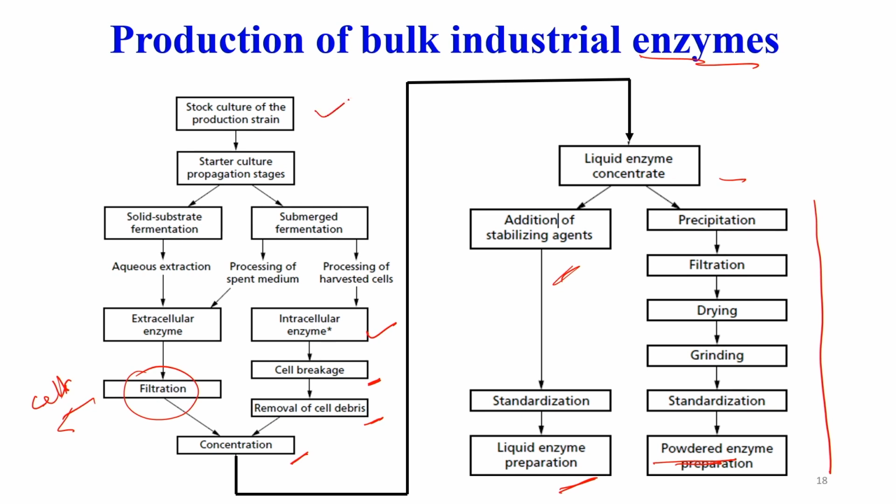You need to have a particular microbial strain, that is the starter culture. Then one can use different types of fermentation, like solid state fermentation or submerged fermentation, and after the fermentation you have to see whether the enzyme is extracellular or intracellular.